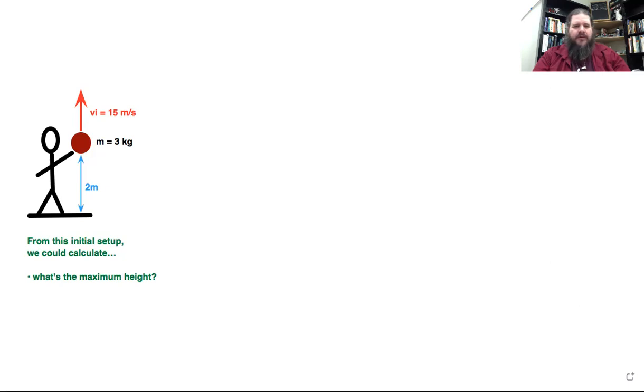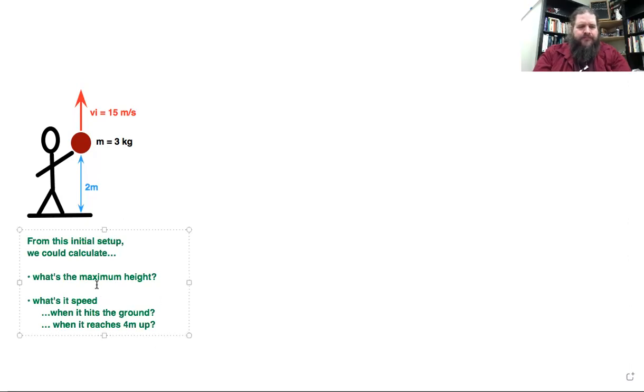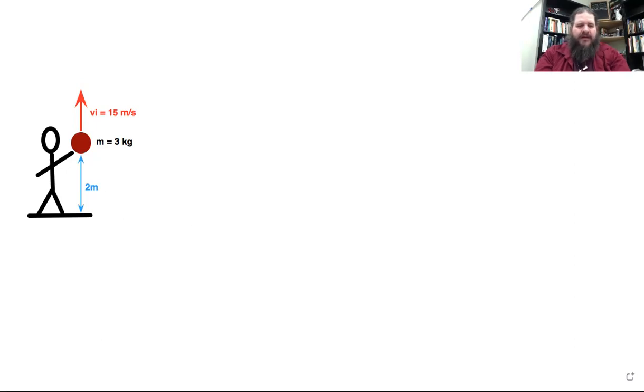Yeah, it's going to fall down. So we might want to figure out something like, well, eventually it's going to reach ground level. Maybe what's its final velocity at some other location, maybe when it hits the ground? What's its speed when it hits the ground? Or maybe what's its speed at some other location? What's its speed when it reaches, let's say, 4 meters up? Or maybe we want to know how high it's going when it reaches a certain speed.